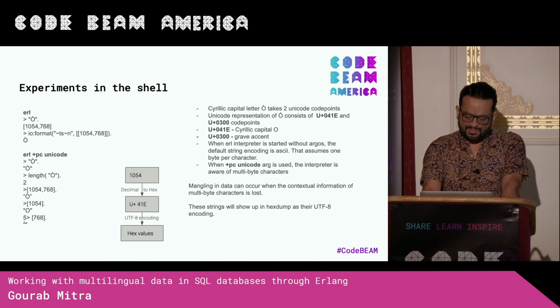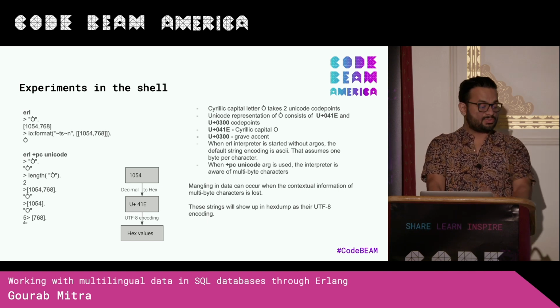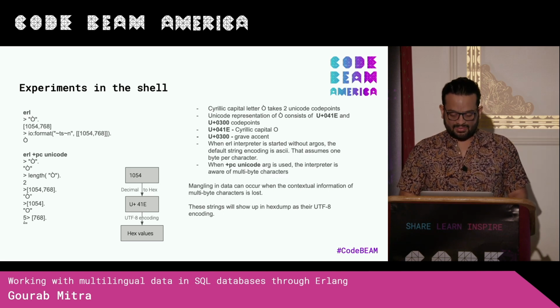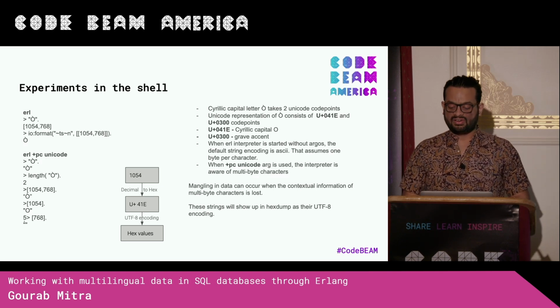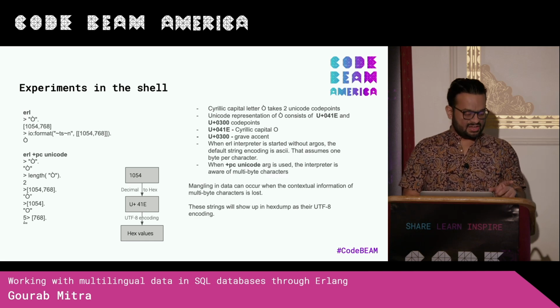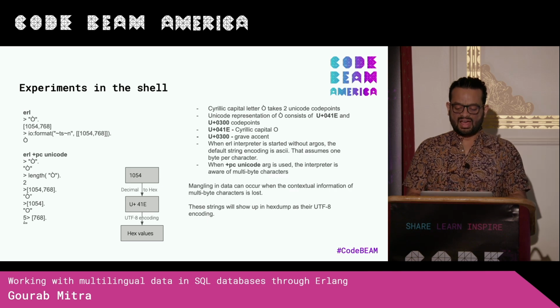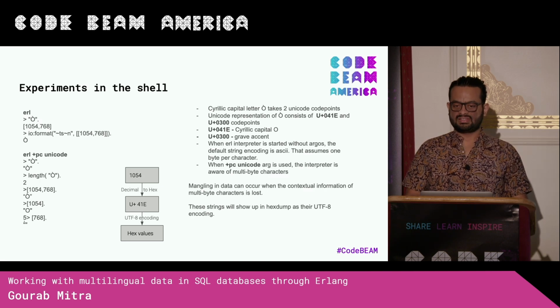There we go. And the Erlang shell is an excellent playground to test out these concepts. This is also probably the most dense slide in the whole deck. The character that we will talk about here is Cyrillic O with a grave accent. On the left side, you can see output from an Erlang shell. It is started as erl without any arguments. If you do this, the default character set is Latin 1.